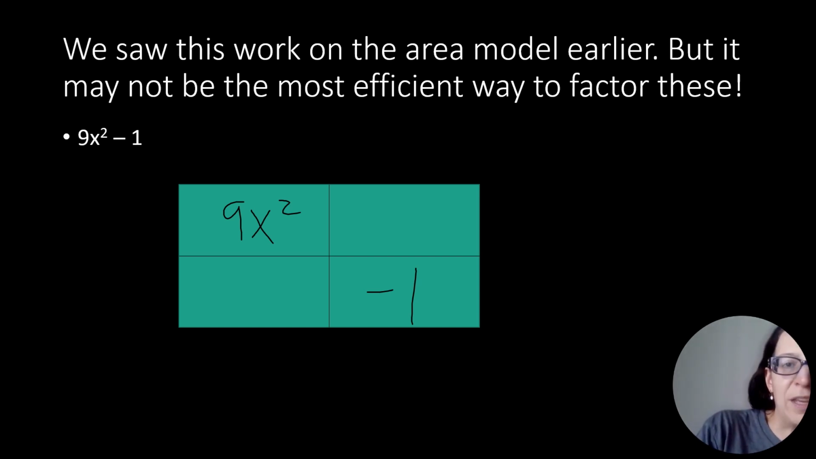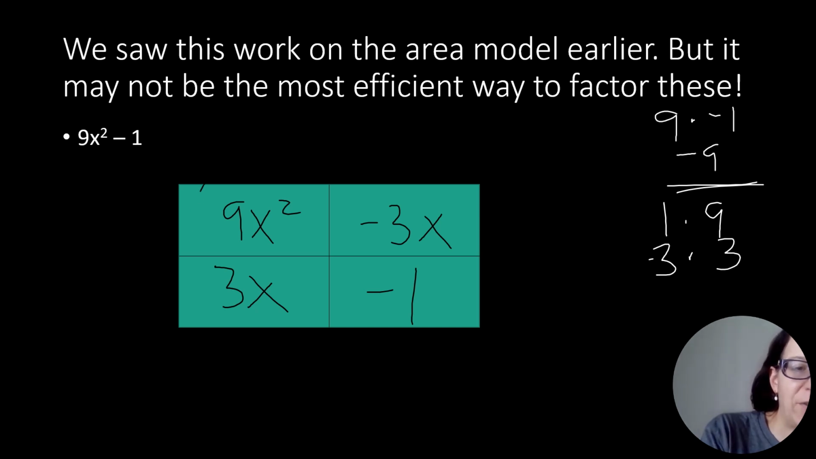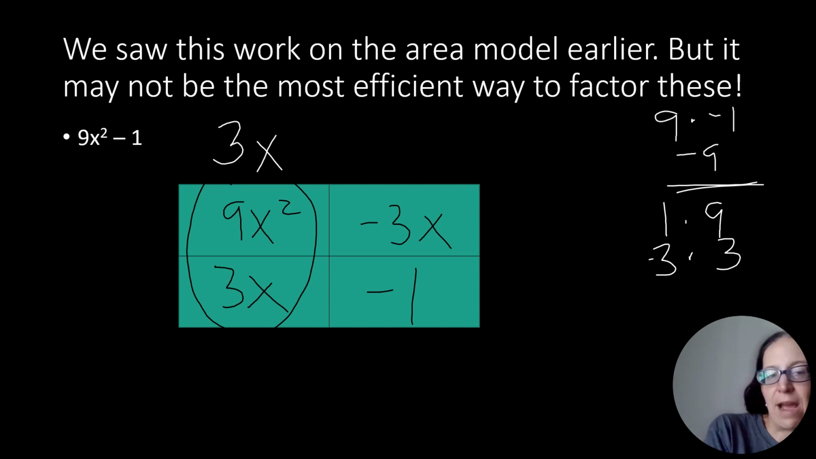So we would look at this. We would use the 9 times the -1 to get the -9. And we'd look for those factor pairs. And since we know that they need to add up to 0, we know we're going to be dealing with a -3 and a +3. Doing my GCF factoring, I'm going to go in that direction there. 9 and 3 have a common factor of 3. X squared and x have a common factor of x. And now I can do my multiplication the rest of the way.